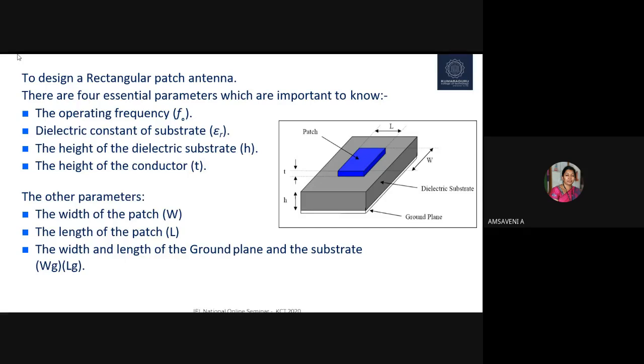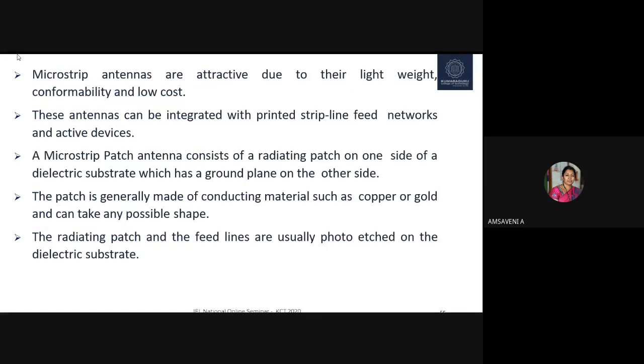So the parameters are the operating frequency, the dielectric constant of the substrate, the height of the dielectric substrate, and the height of the patch. The height of the conductor, in the sense that here the patch is the conductor, is made of conducting material. The other parameters are the width of the patch and length of the patch, then the width and length of the ground plane and substrate. The patch is usually made of copper or gold, but copper is always preferred. Gold is a very costly metal.